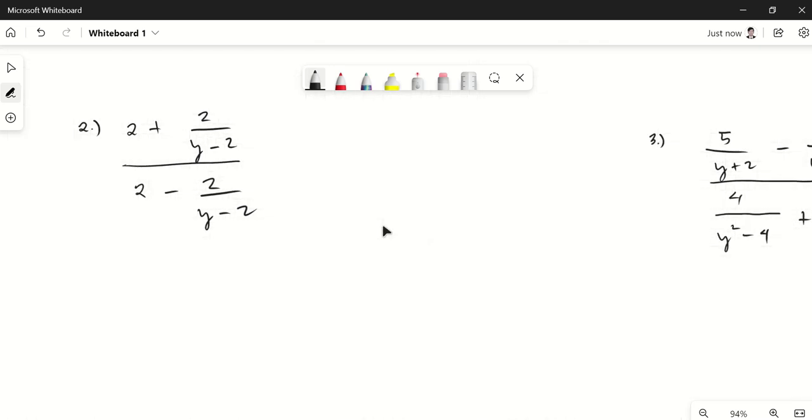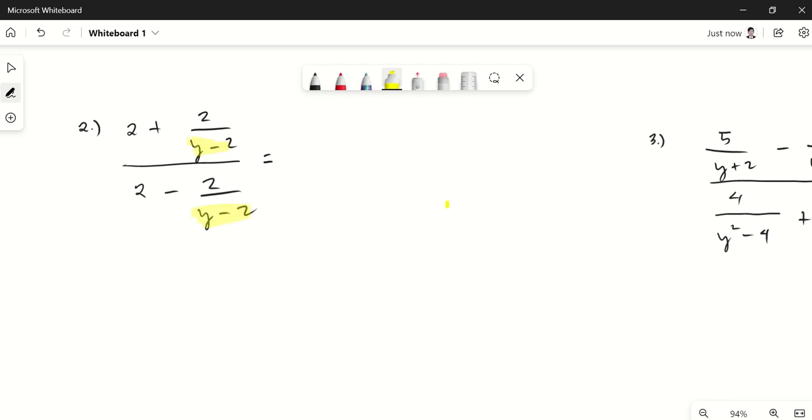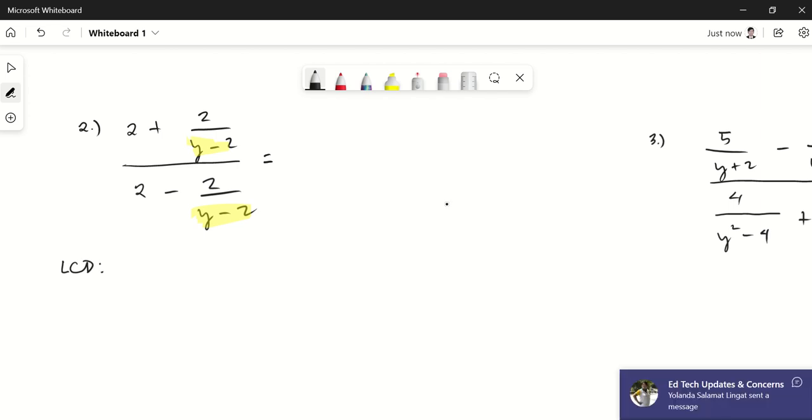In our example number 2, we have here 2 plus 2 over y minus 2 all over 2 minus 2 over y minus 2. So similar to what we did in our previous example, we need to find first the LCD of the denominators. So we have y minus 2 and y minus 2 as well in the denominator. So that means the LCD of those that were highlighted is still y minus 2.